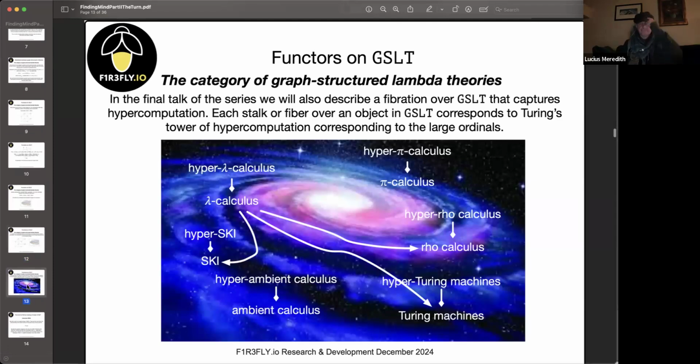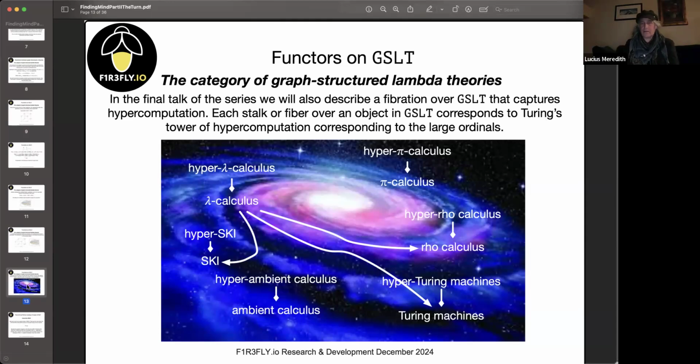In the third talk, just to give you some foreshadowing, I will show that there's a fibration over the category of graph structured lambda theories, where the fiber or stalk over each such graph structured lambda theory is the tower of hypercomputation that Turing identified in his PhD thesis.